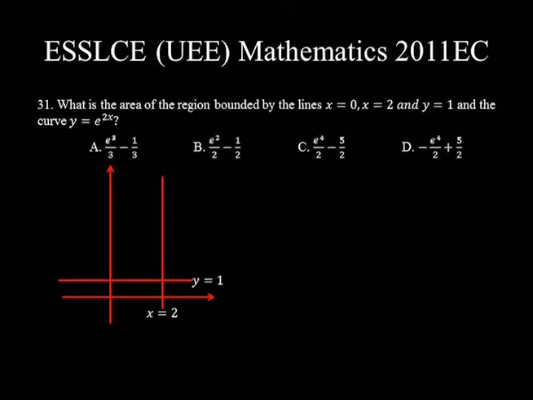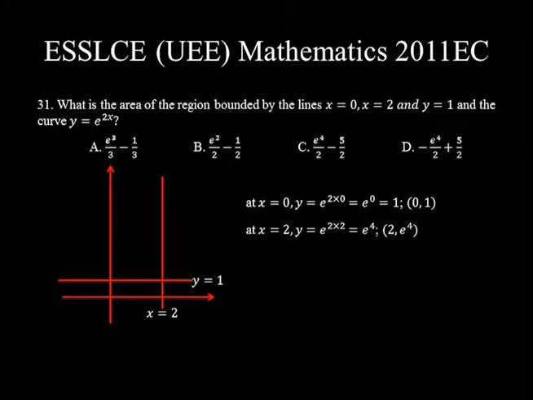To sketch the graph of y is equal to e to the power of 2x, let's find the ordered pairs at x is equal to 0 and x is equal to 2. At x is equal to 0, y is equal to e to the power of 2 times 0. 2 times 0 is 0. E to the power of 0 is 1. So the first ordered pair is 0, 1. At x is equal to 2, y is equal to e to the power of 2 times 2. 2 times 2 is 4, which is equal to e to the power of 4. The second ordered pair is 2, e to the power of 4.